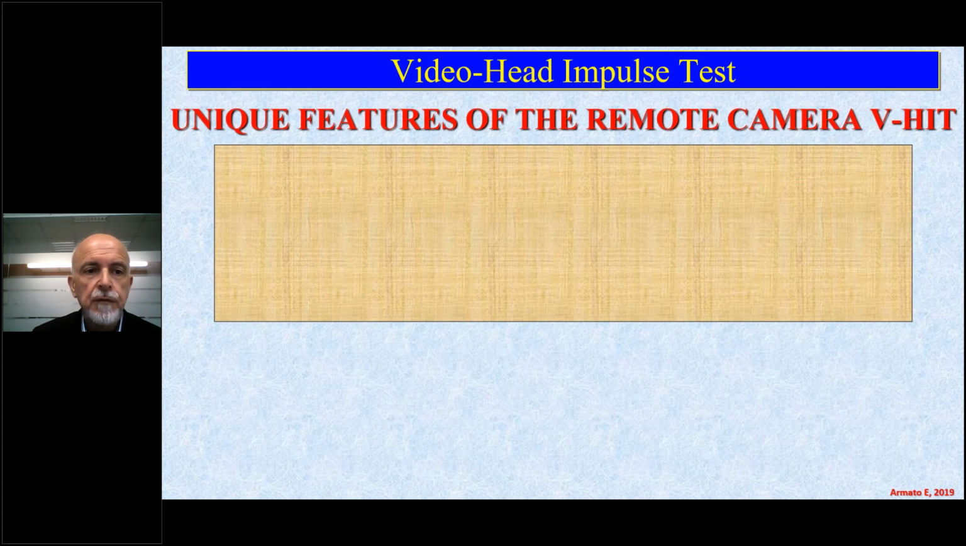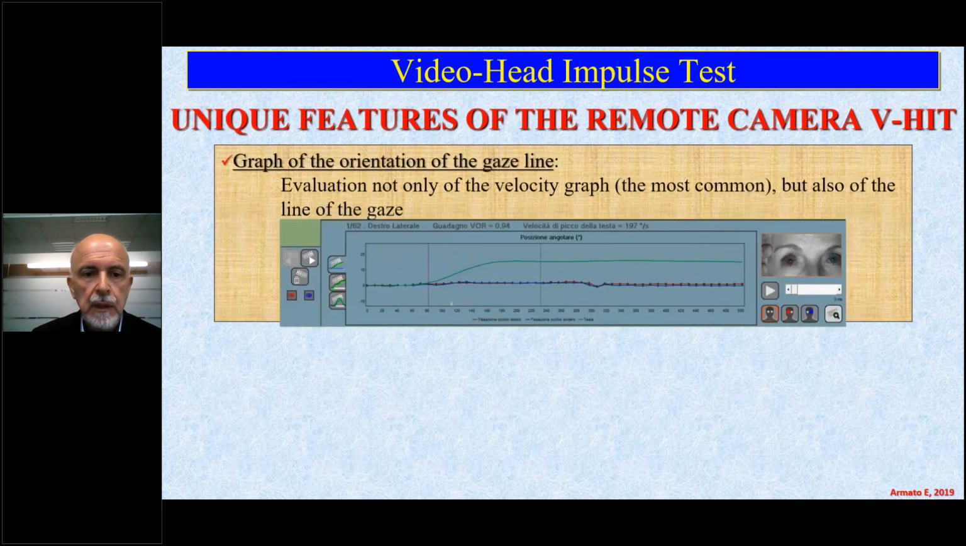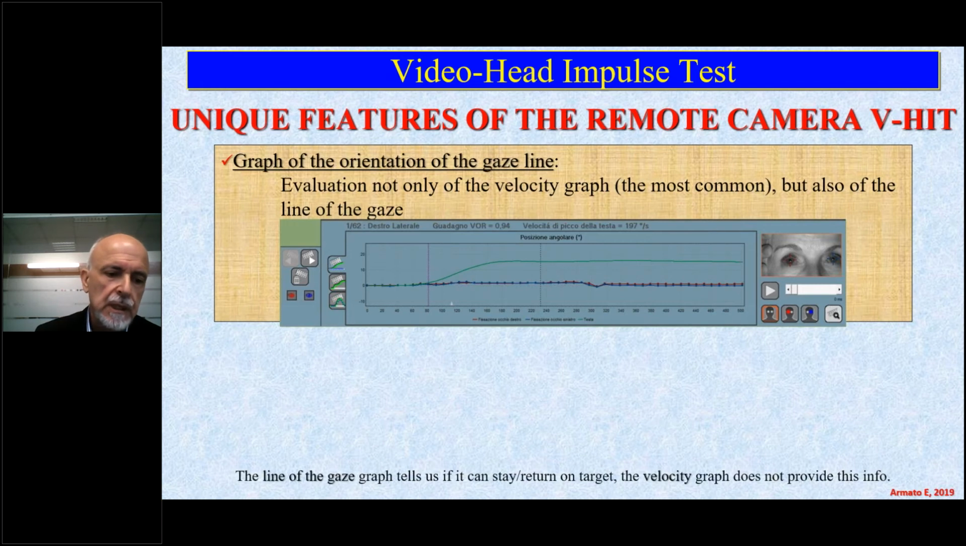Which are the unique features? We have just seen the so-called graph of the orientation of the line of gaze. So there is an evaluation not only of the velocity graph, the most common, but also of the line of gaze. Why? The line of gaze is very important because it tells us if the gaze can stay or return on the target. The velocity graph does not provide us this info.